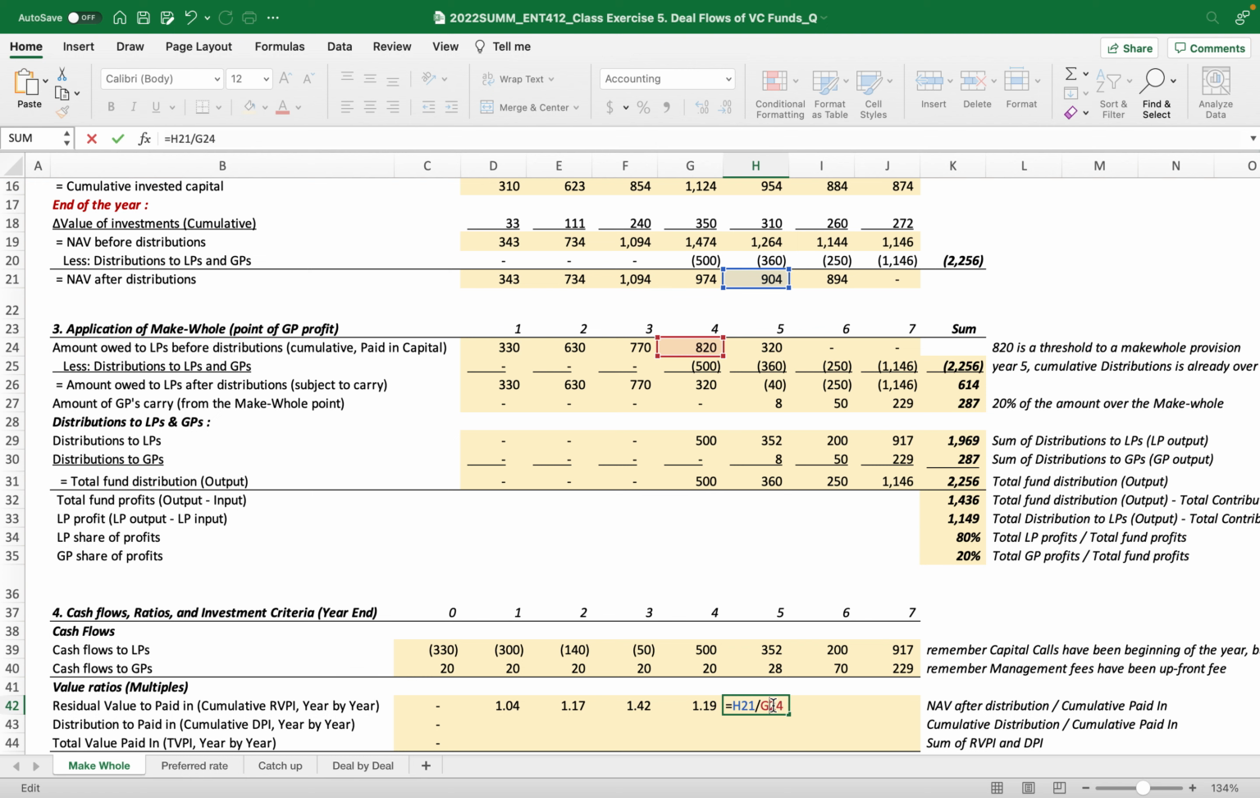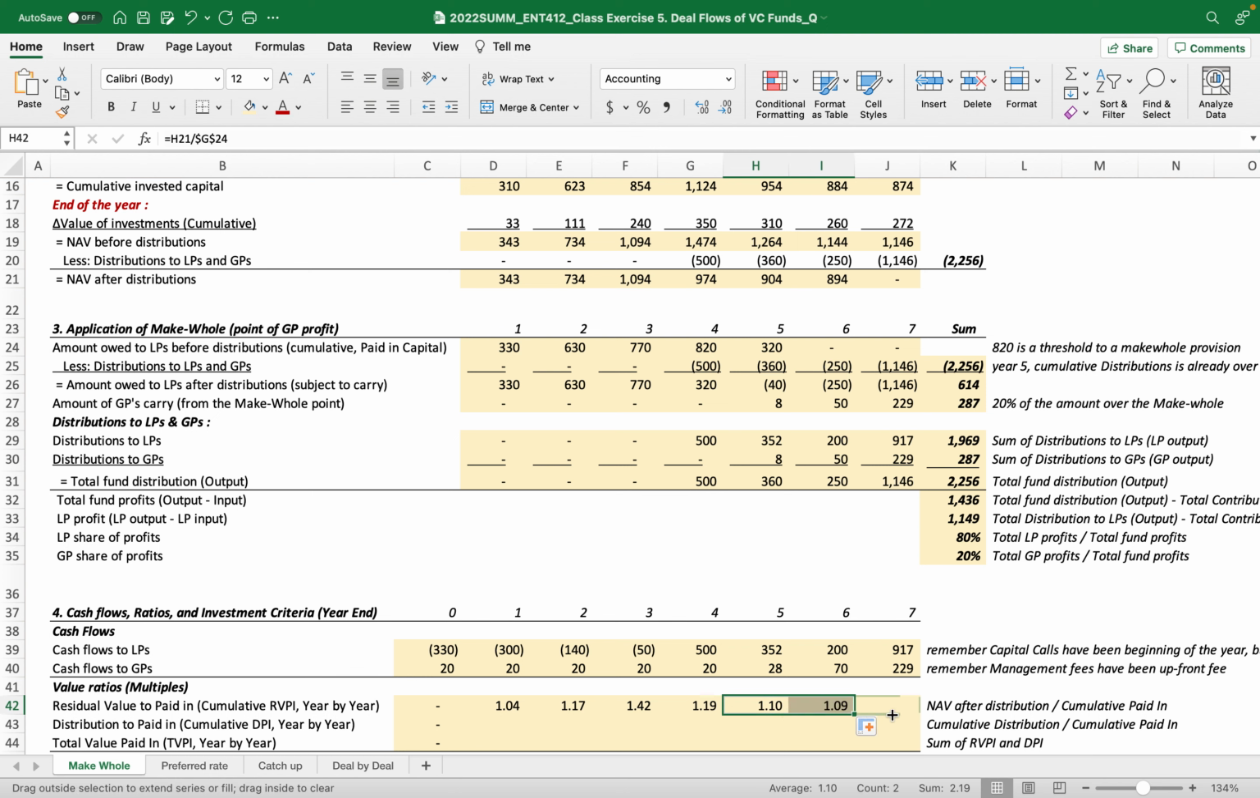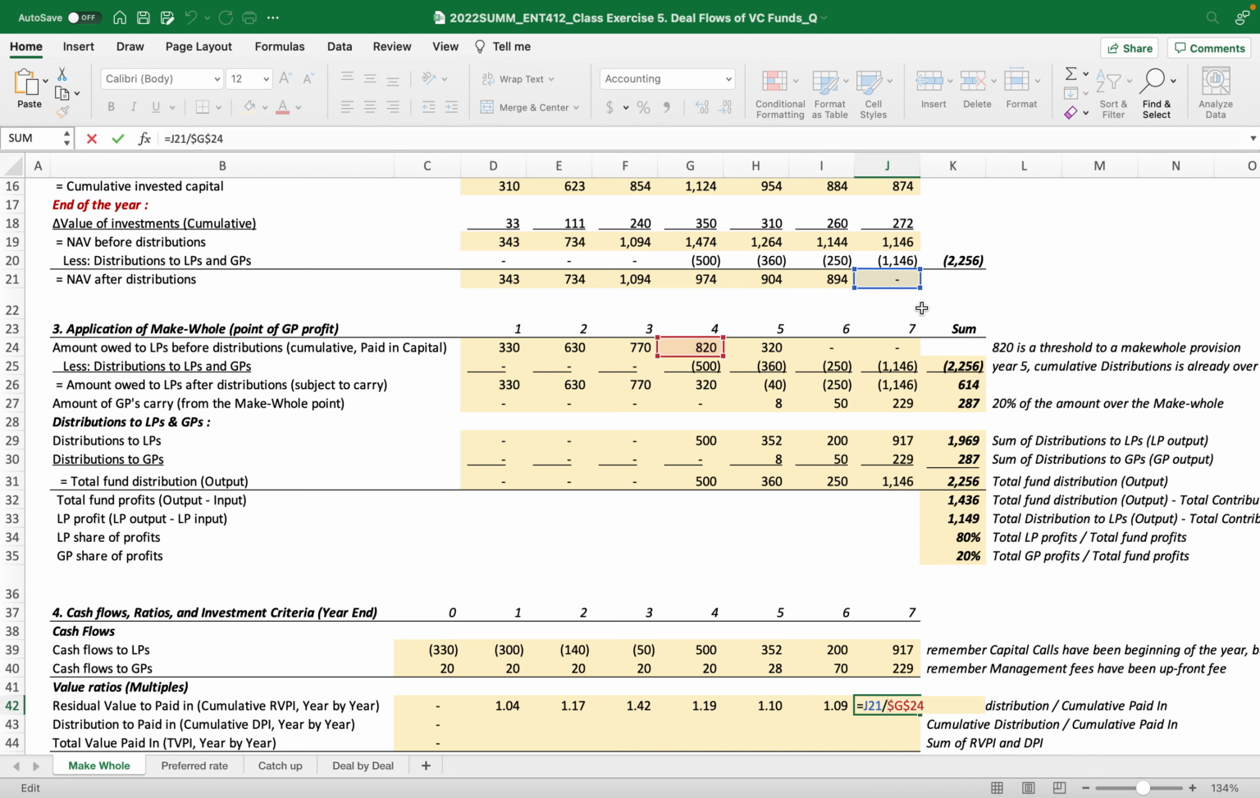Now I'm going to fix this number from this year, right? Because the paid in amount 820 is the maximum, right? And then let's just drag. It is decreased, and then finally this is 0. Once total, the residual value, which is NAV, is just 0 at the end of year 4, year 7.